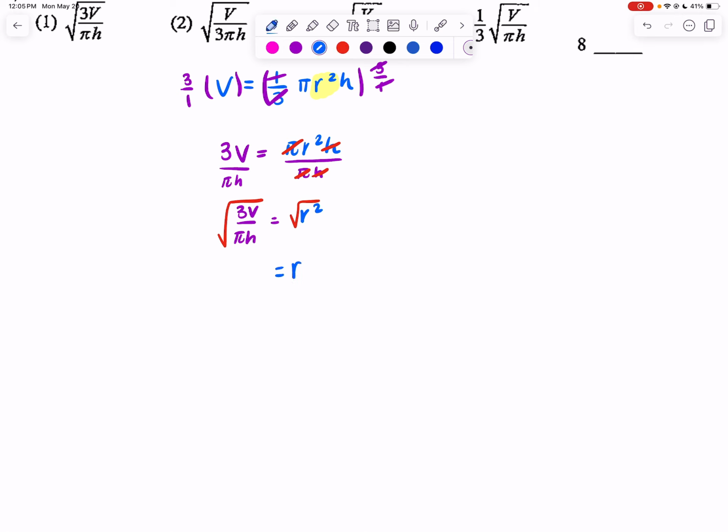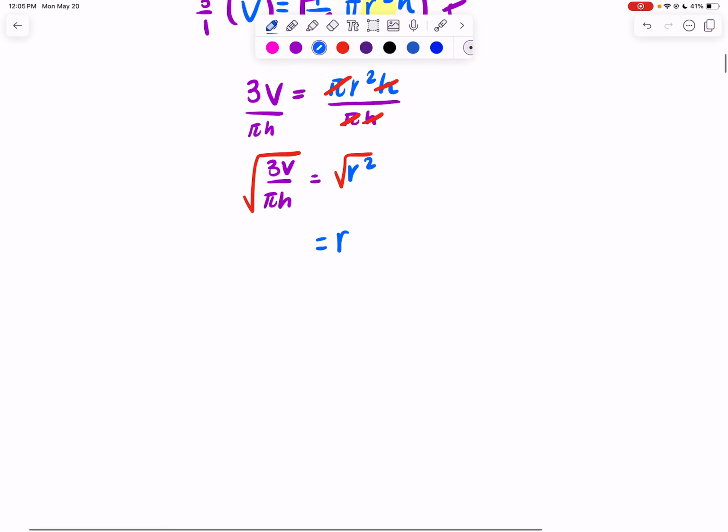Remember, when I take the square root of r squared, it just turns into an r. And now on the left-hand side, since none of those numbers are perfect squares, I just rewrite it as is. So I have radical 3v over pi h. And that will be my final answer.